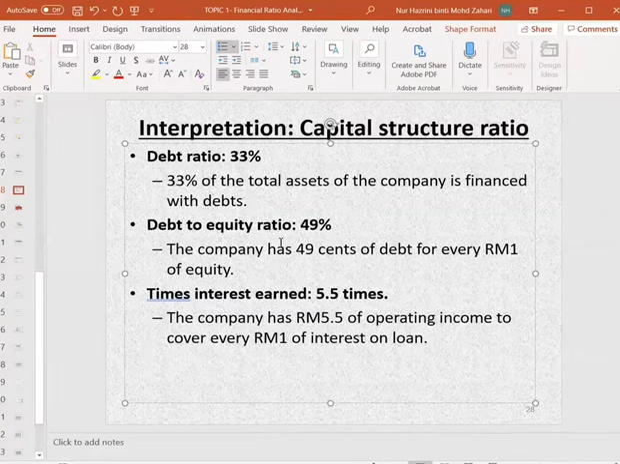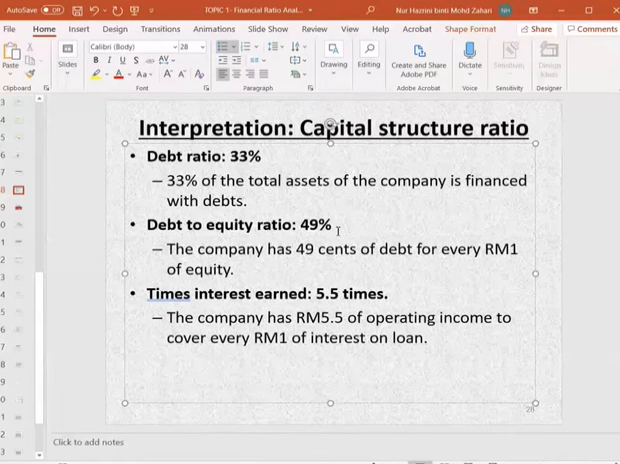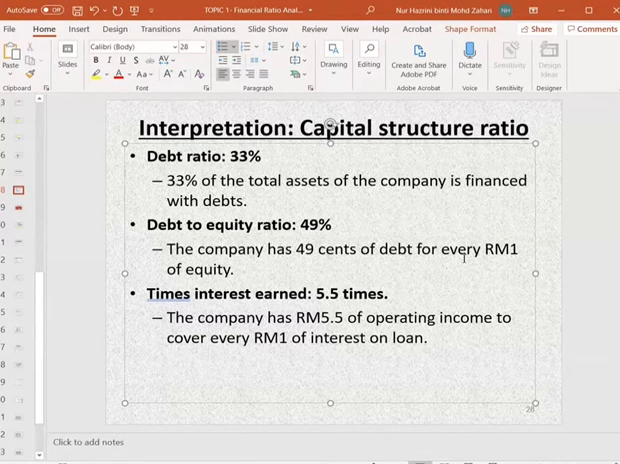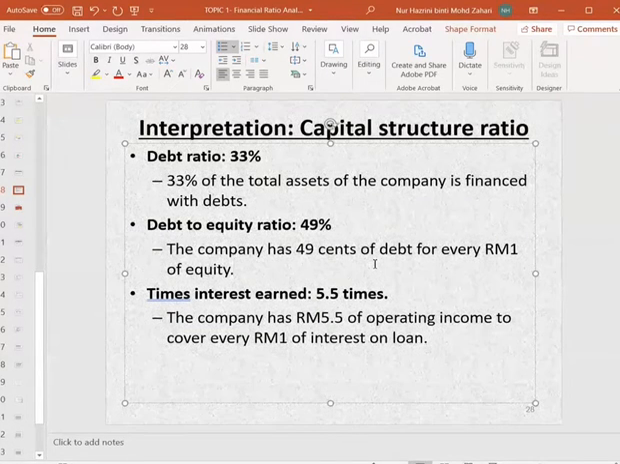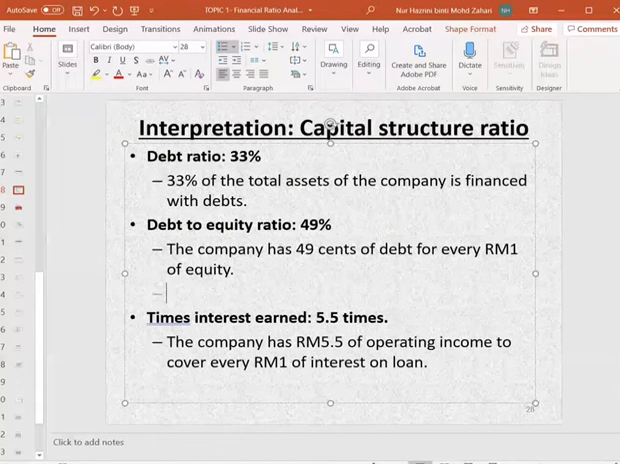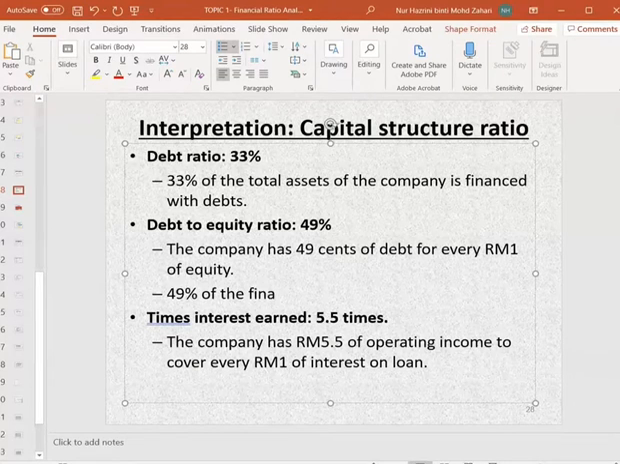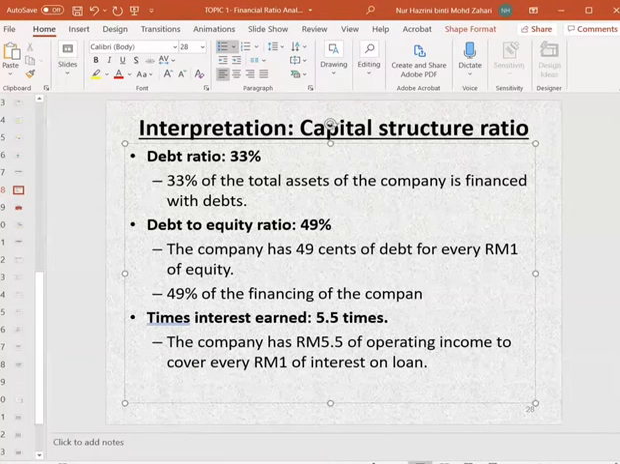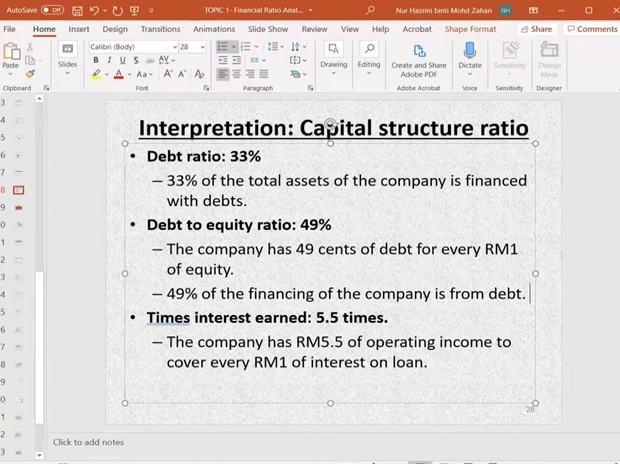For the debt to equity ratio, we get 49%. So the company has 49 cents of debt for every 1 ringgit of equity, or 49% of the financing of the company is from debt. So the balance is from the equity.